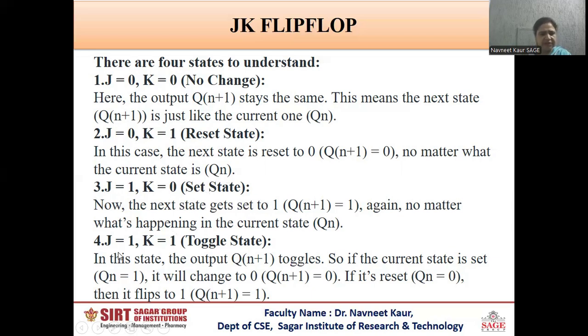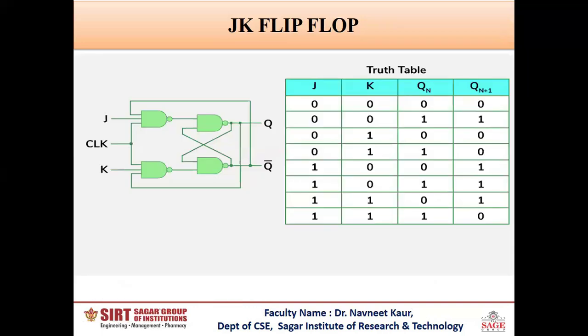Now, in fourth condition, when J is equal to 1 and K is equal to 1, in this case, the next state is always complement of the present state. It is known as toggle state. In this case, when present state Qn is equal to 1, the next state Qn plus 1 will be 0. Whereas if the present state Qn is equal to 0, then the next state Qn plus 1 will always be 1. So it is known as toggle state.